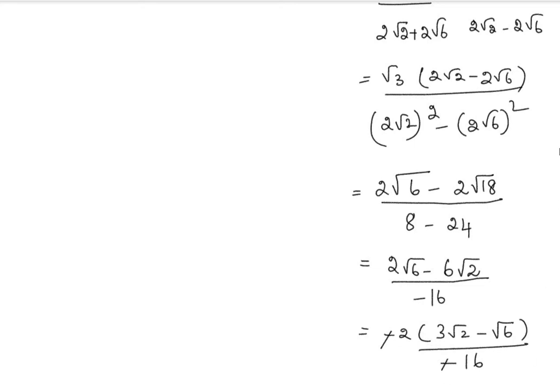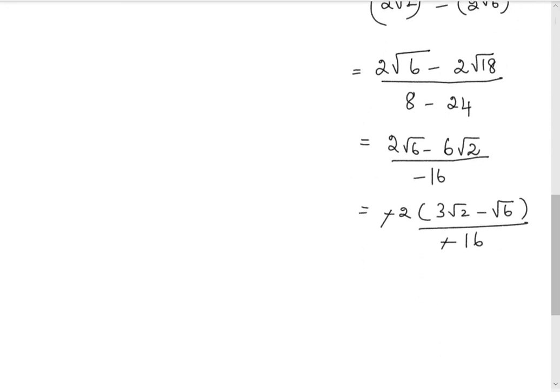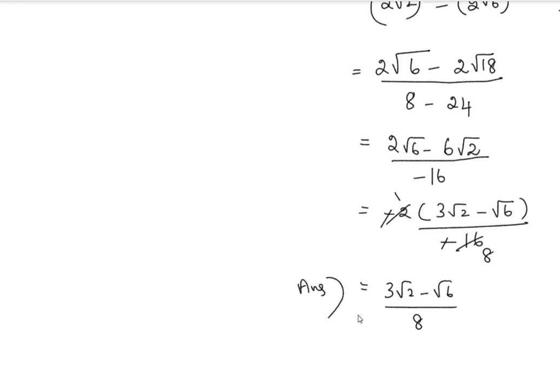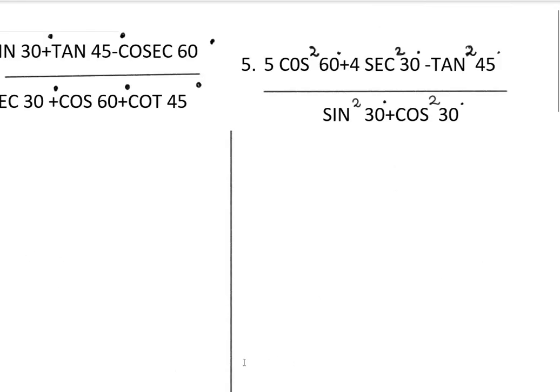Minus minus get cancelled. So I'll be having 2 into 2 ones are 2, 2 8s are 16. So when I cancel that, I'll get the final answer is 3 root 2 minus root 6 by 8. So this is my answer. Okay, shall we do the next sum? Yes.